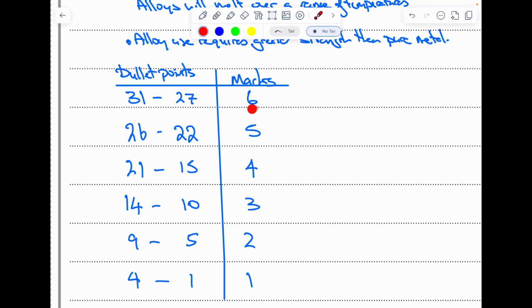This is it. So count up your bullet points and then give yourself this many marks depending on how many bullet points you got in your response. Remembering, we've got to fill it full of knowledge, so we're aiming to get ourselves into this kind of category with all the information that we know.